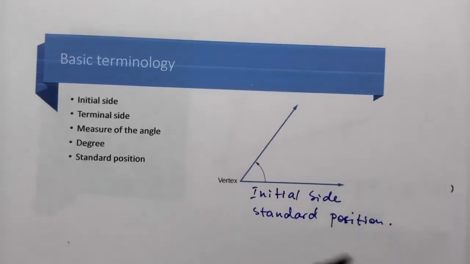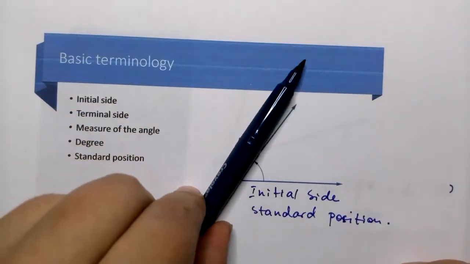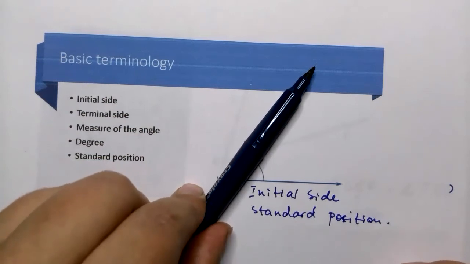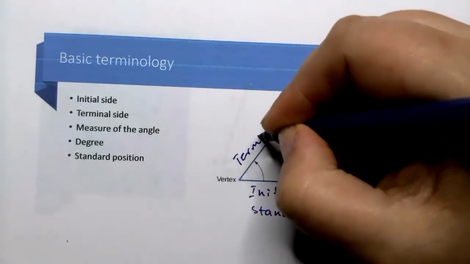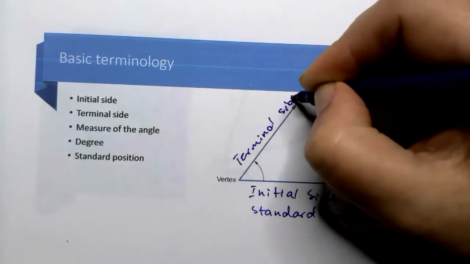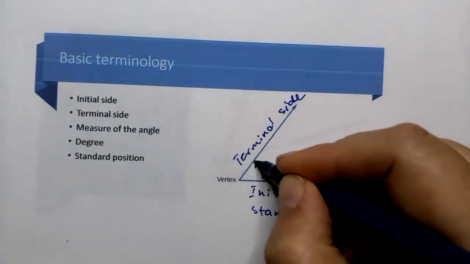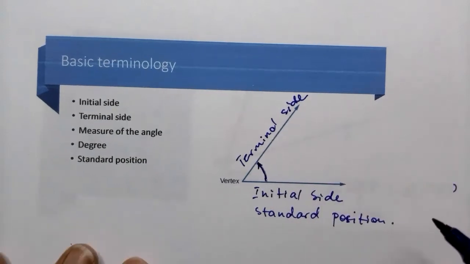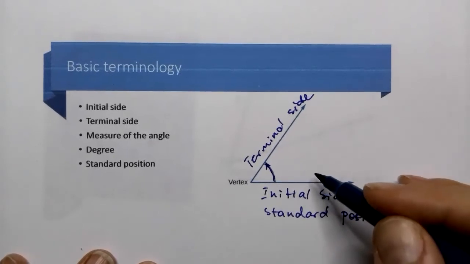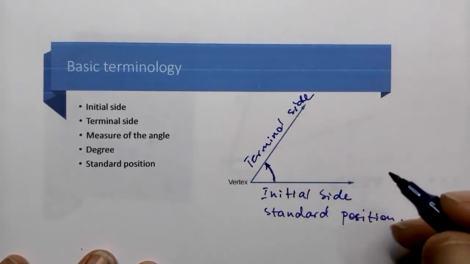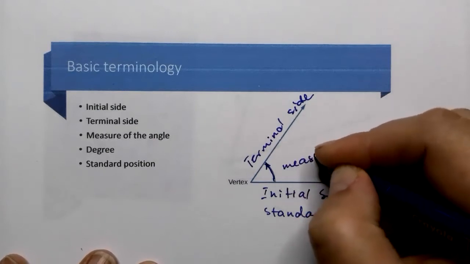Okay, and then the second ray starts opening up, rotating, and finally it stops in this position. This is called the terminal side of the angle. And this rotation, which is measured in degrees or radians, but we're going to talk about radians a little later, so right now we're talking about degrees, is the measure of the angle.